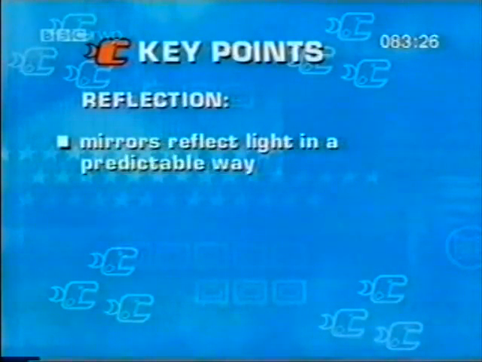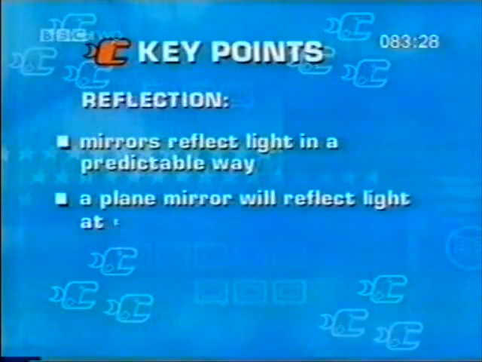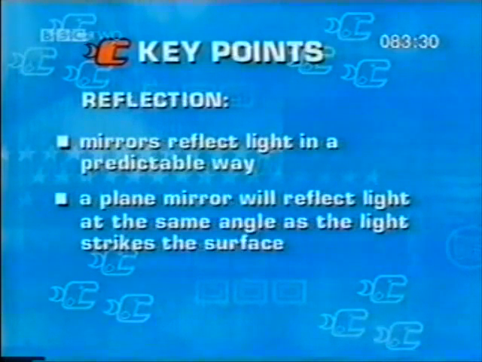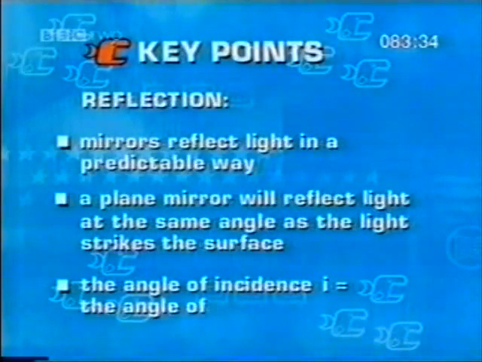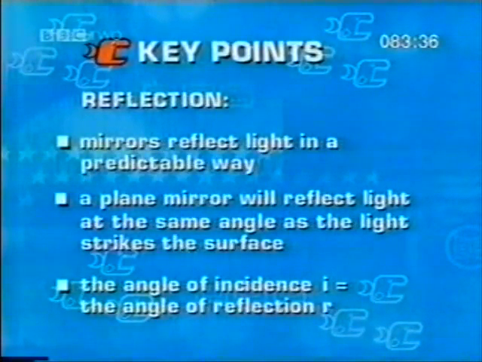So you should know that mirrors always reflect light in a predictable way. A plane mirror will always reflect light at the same angle as the light strikes the surface. This relationship can be summed up by the equation: the angle of incidence I equals the angle of reflection R.